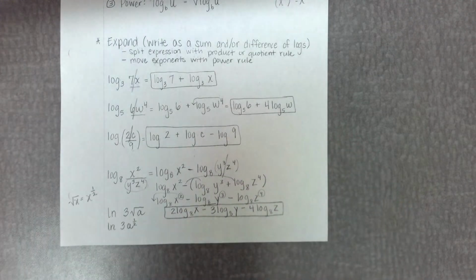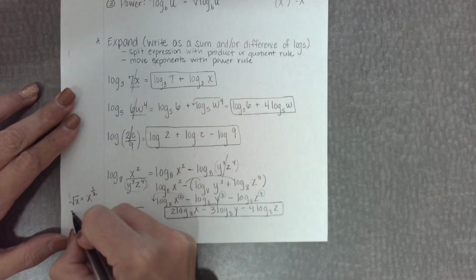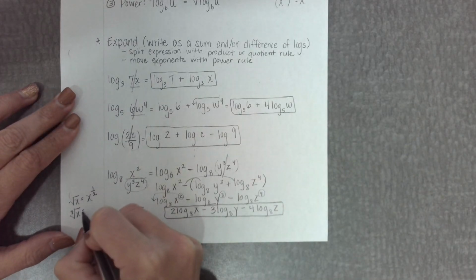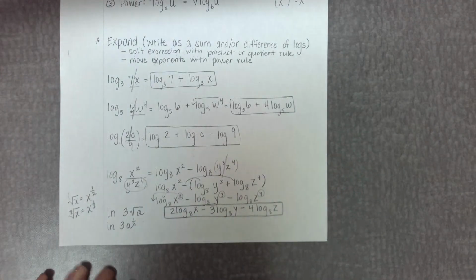When you're dealing with these expanding and condensing problems, those square roots and cube roots need to be rewritten as exponents so that you can move your exponents where they need to be. Same thing with a cube root. The cube root of x is the same thing as x to the 1/3 power. So keep that in mind whenever you're doing these problems.